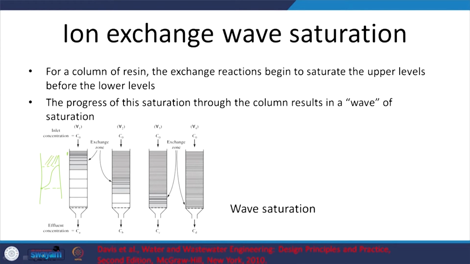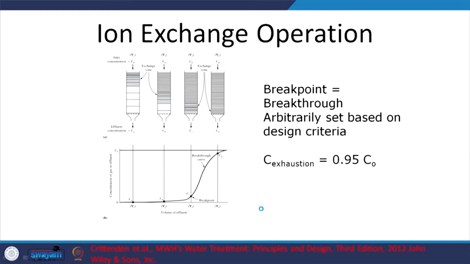For example, this whole part has been saturated here, a relatively bigger part at this part, and here almost none of it has been saturated. So the exchange zone has been highlighted here, and it is moving through. Once it reaches the bottom, depending on your concentration, you are going to have the relevant breakthrough. So let's look at it again: we have inlet concentration C naught and effluent concentration Ca. Ca is below the relevant concentration that I am looking at, so that is fine.